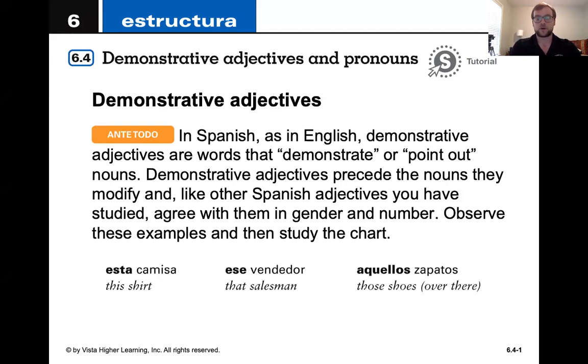they go before the nouns they modify, like este vaso, right? Este vaso, this cup, right? And they go before the nouns they modify. And like other Spanish adjectives, you have to make sure they agree in gender and in number, okay? So let's look at the examples below, and then we'll get to the chart.